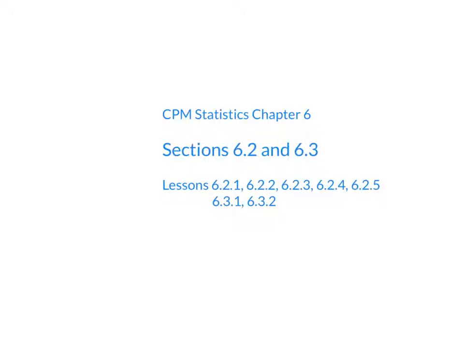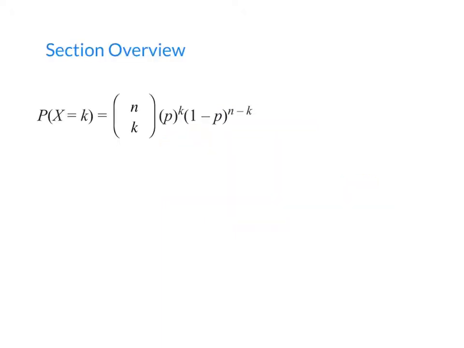This is the Section 6.2 and 6.3 math cast. Together they contain 7 lessons. Students develop the binomial probability distribution formula by examining the results of repeated trials of a discrete random variable.